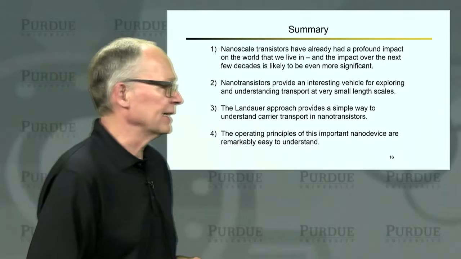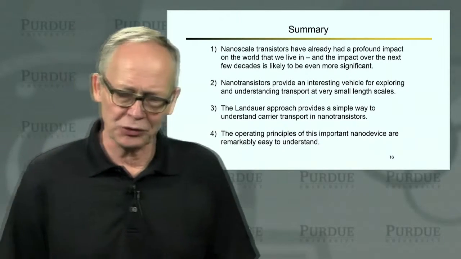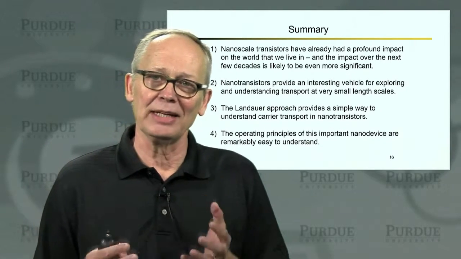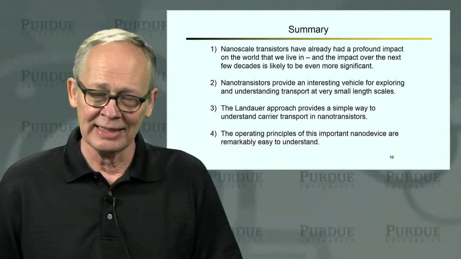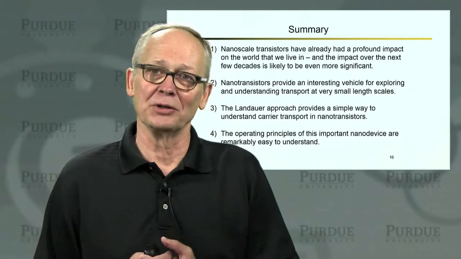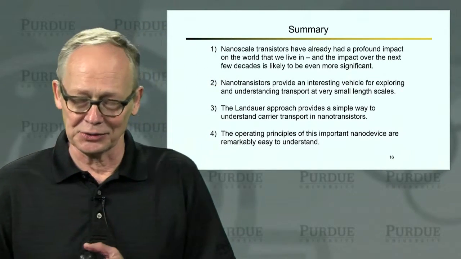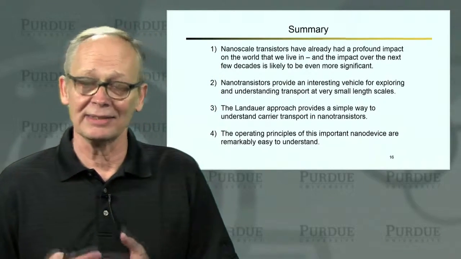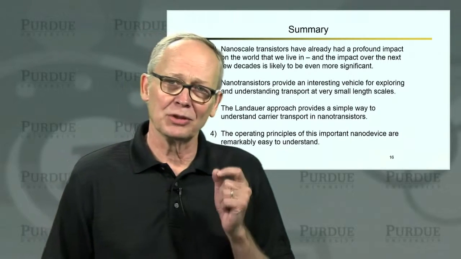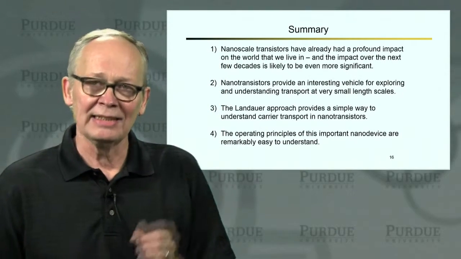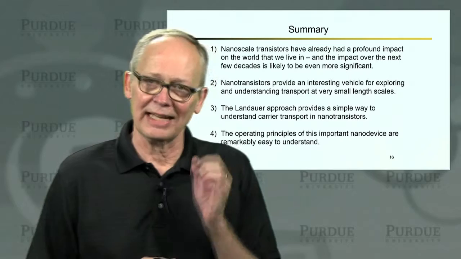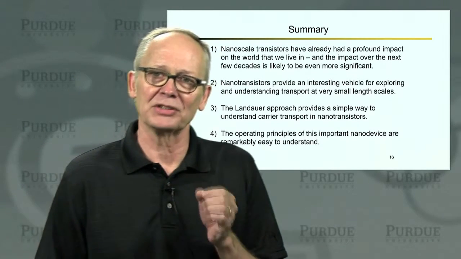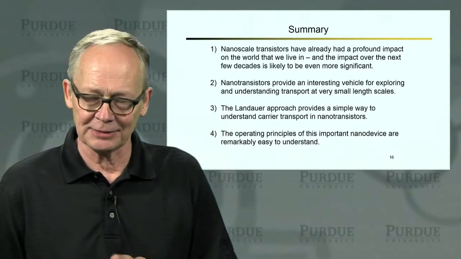So let me just summarize what I hope you have taken away from this course. We have been talking about an incredibly important device. It's had a really profound impact on the world that we live in. It's really hard to envision the modern world without billions and billions of nanotransistors. Now, not only are these devices important from an economic and technological perspective, but they're also really interesting scientifically. And they provided us with an example in which we can study current flow at the very smallest dimensions that we're able to manufacture these days.